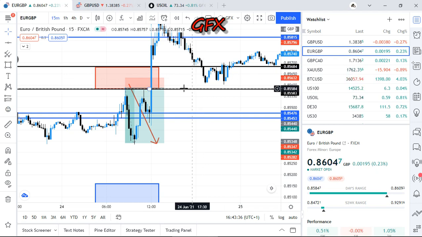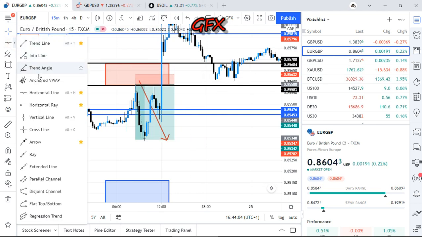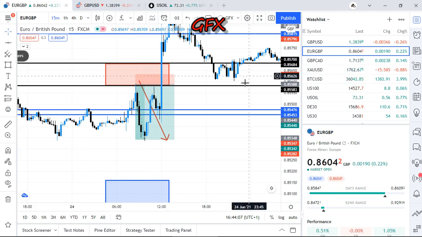The coordinates for the supply zone on Euro GBP: the first line is 0.85684, and the second line is 0.85583. You understand? So you go to your trading platform. If you don't have one, sign up on TradingView and create an account. You draw these two lines on your TradingView. You saw how I draw: you choose the horizontal line and then draw it, putting it at exactly the numbers I call.